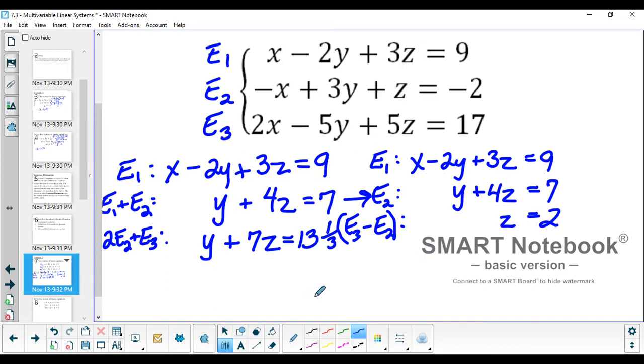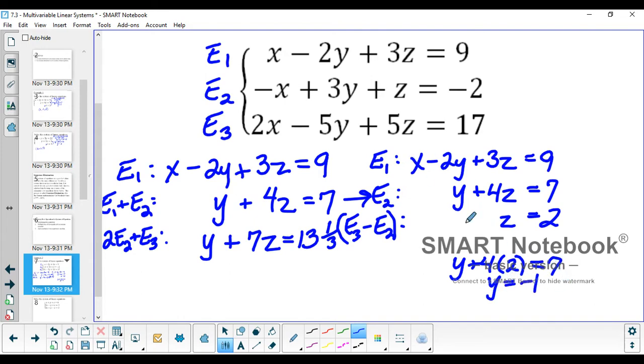Now I have this whole system in row echelon form, like what we just did in the previous couple of examples. Now I can just use backward substitution to solve. I know that z equals 2, so y plus 4 times z, which is 2, is equal to 7. That's 8. Subtract 8 from both sides. y is equal to negative 1.